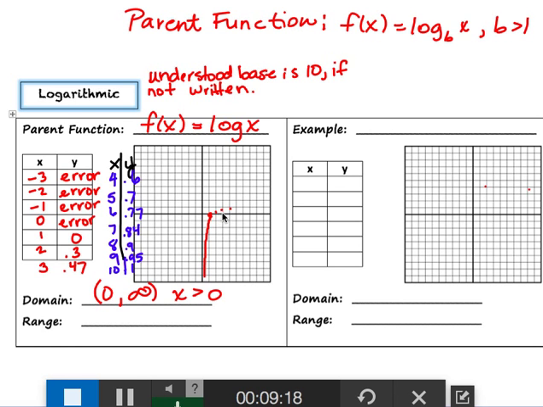So 1, 2, 3. So right here. And it keeps going forever and ever right and forever and ever down. This time the range is going to be what? All real numbers.